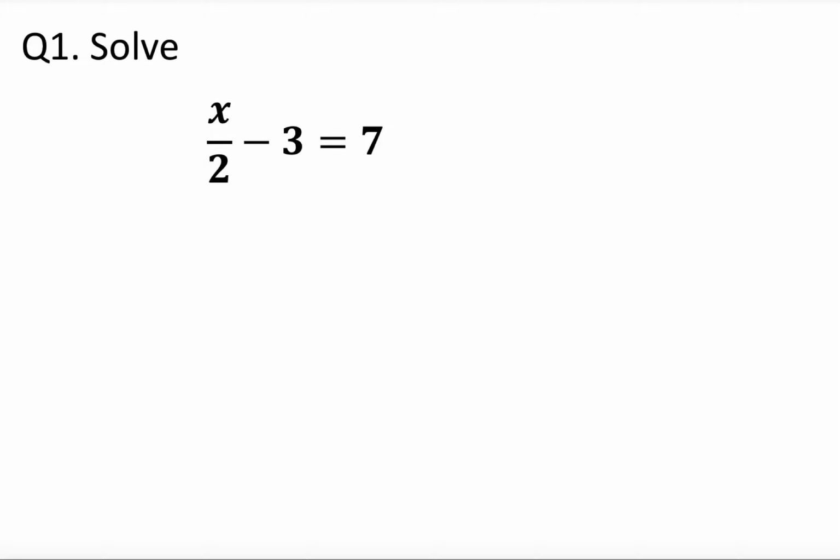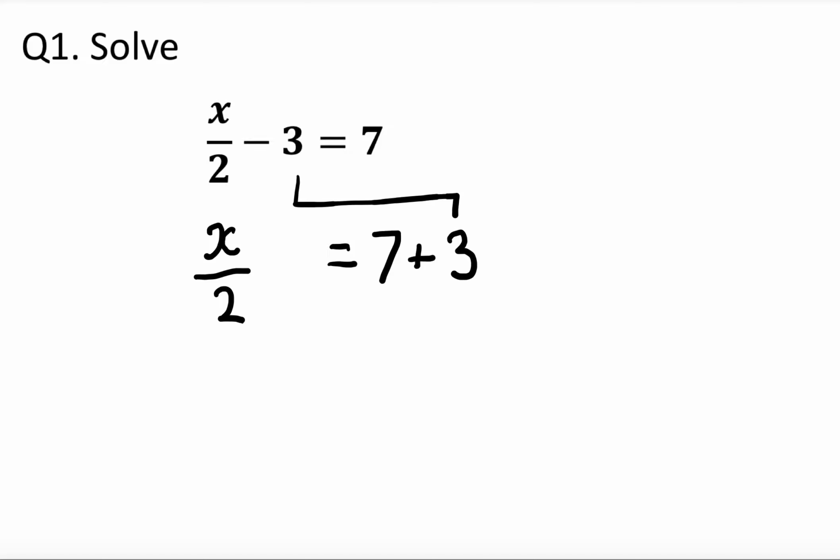So we're going to go x over 2 equals, so we're going to take that 3, move it to the other side, is 7. If you move 3 to the other side, you have to change the operand. So it's 7 plus 3. So now we've got x over 2 equals 10.